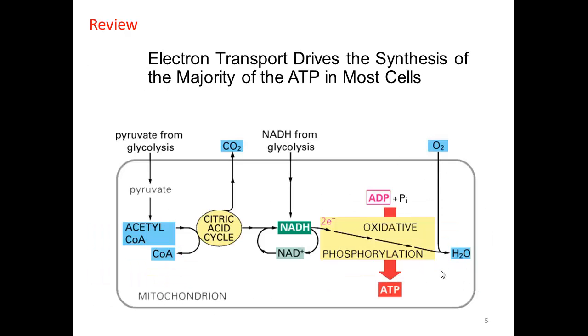Today's lecture will focus specifically on the process of NADH donating high-energy electrons to an electron transport chain, which will drive the formation of a proton gradient, which is then used to drive the synthesis of ATP, and the electrons will eventually get dumped onto oxygen, forming water as a byproduct.